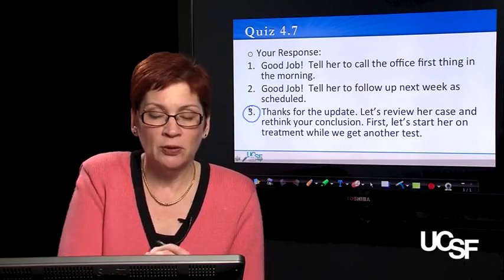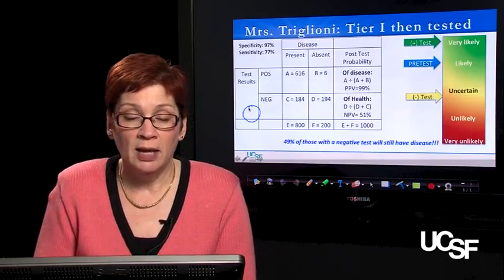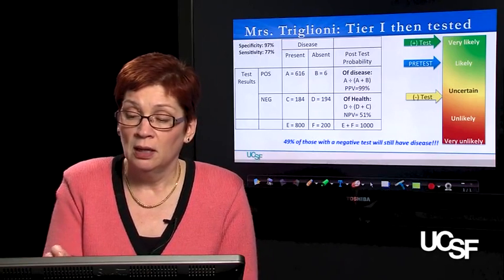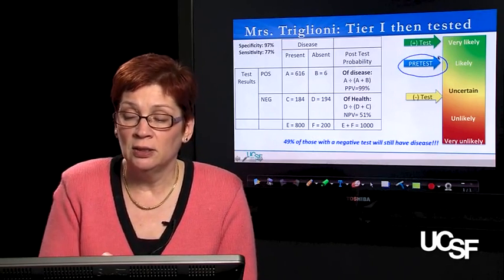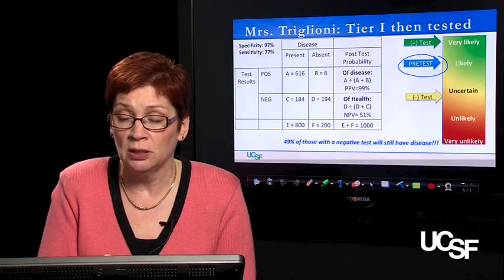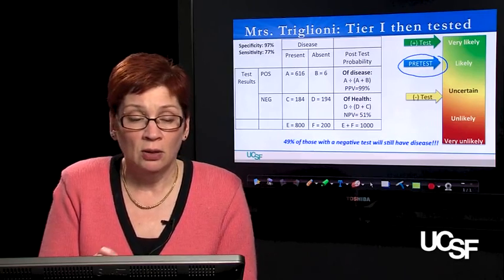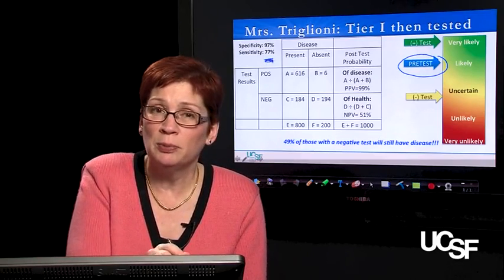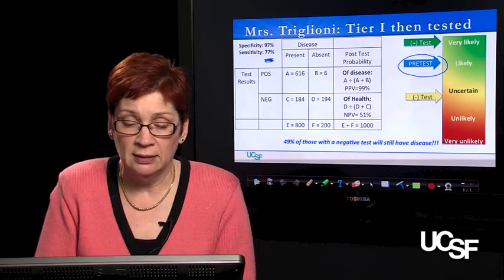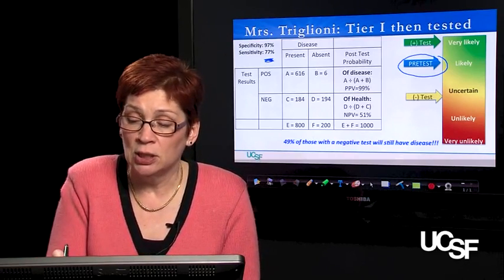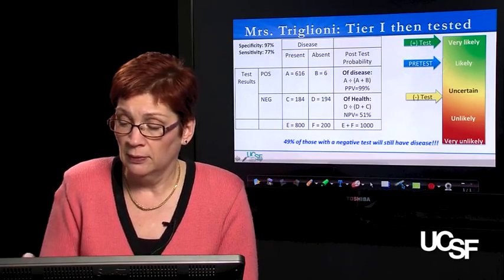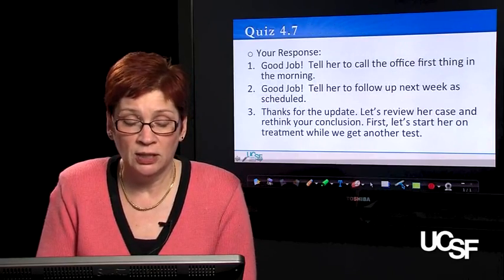So the answer, of course, is number 3, because as we showed you in this probability ruler, we had a very high likelihood of pretest probability of pulmonary embolus in Ms. Triglione. The negative test with this level of sensitivity, which is pretty poor, a sensitivity of 77 is pretty poor, didn't allow us to rule out the disease. It actually just allowed us to decrease the likelihood from likely to truly uncertain. Good. I hope you got the right answer for that.